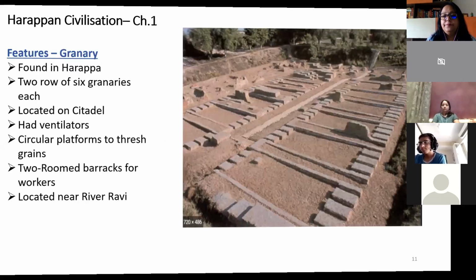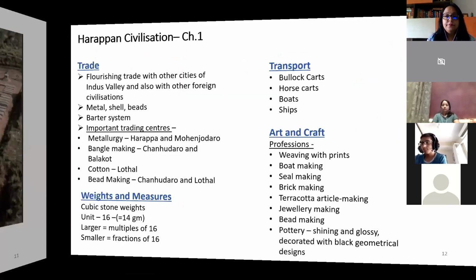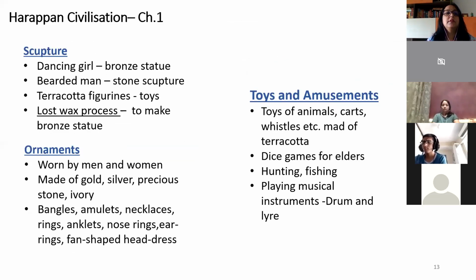Then sculpture, we know they were very good sculptors. One was the dancing girl, we have seen, a bronze sculpture. The bearded man was a stone sculpture. A lot of terracotta toys they made, so that also is sculpture basically, because everything they made with their hands. Now, lost wax process is the process they used to make a bronze statue. To make a bronze statue, they used a process called lost wax process.